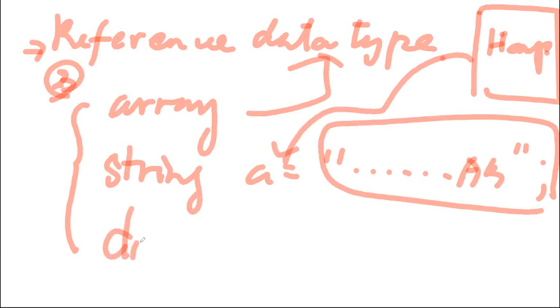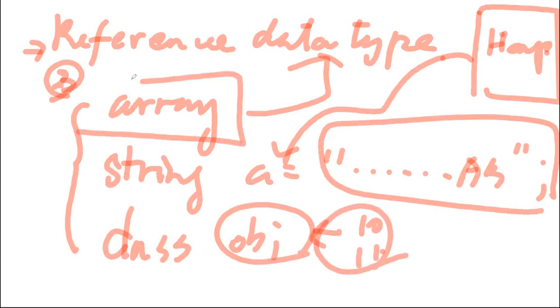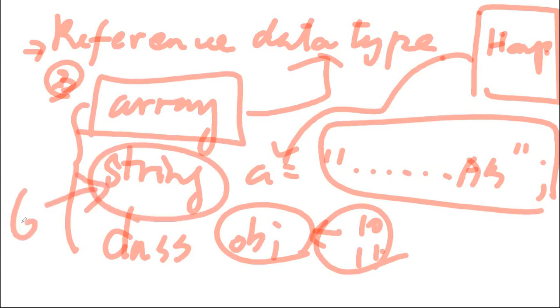The third type is called class or object. That is actually in chapter 10, 11, so we won't cover that. Now we are talking about array. We finished string, which is in chapter 6, I believe. Okay, so now we are talking about this array type.